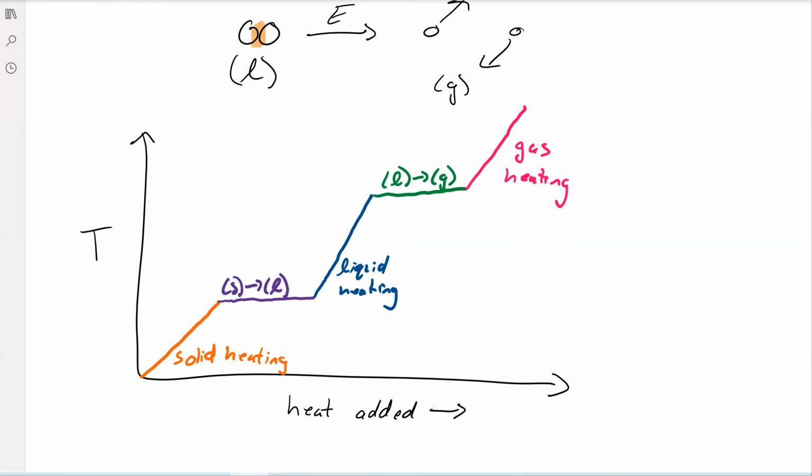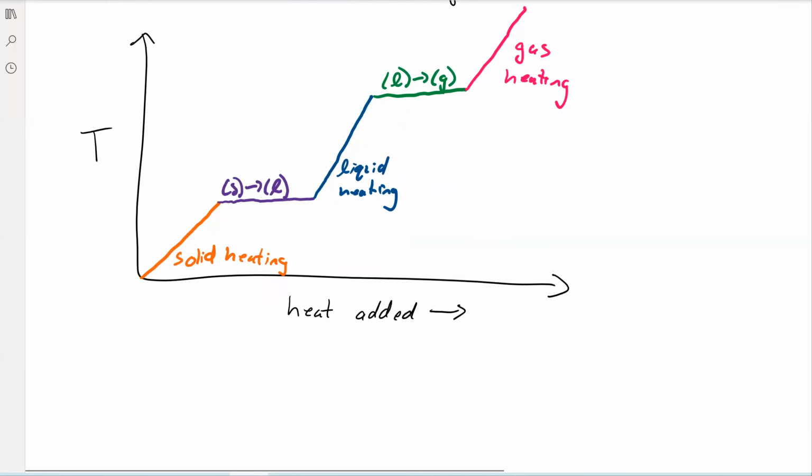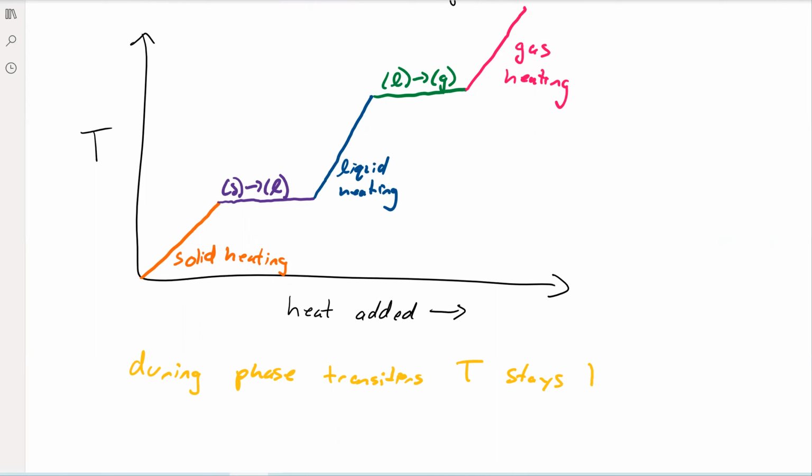The main thing we want to extrapolate from this heating curve is that during phase transitions, the temperature stays the same. The energy that's added is being used to break the intermolecular forces.